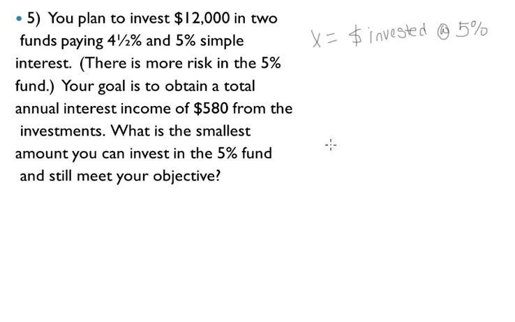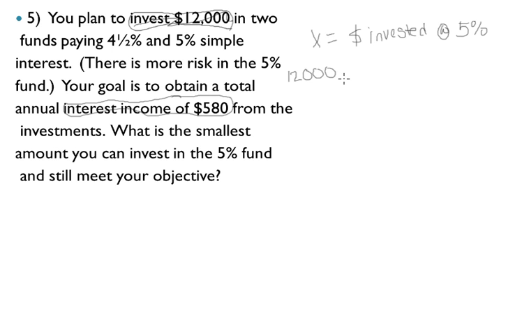This problem again has two totals. At the beginning of the problem, I see my total investment. Total invested. And then later, I see my total interest or my total interest income. So, because I define my variable as the investment part, I want to use the total investment to define the second variable. I'm going to invest a total of $12,000.